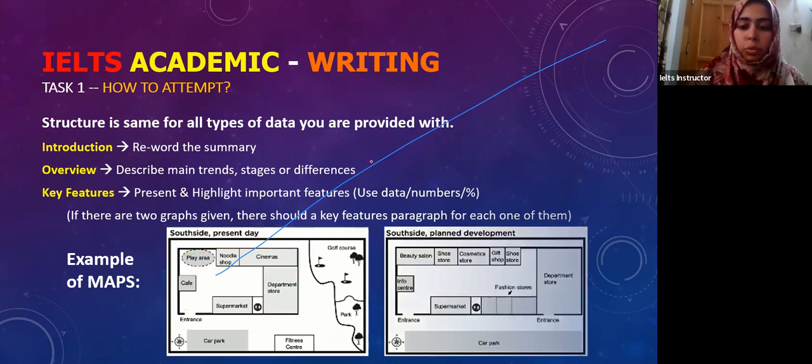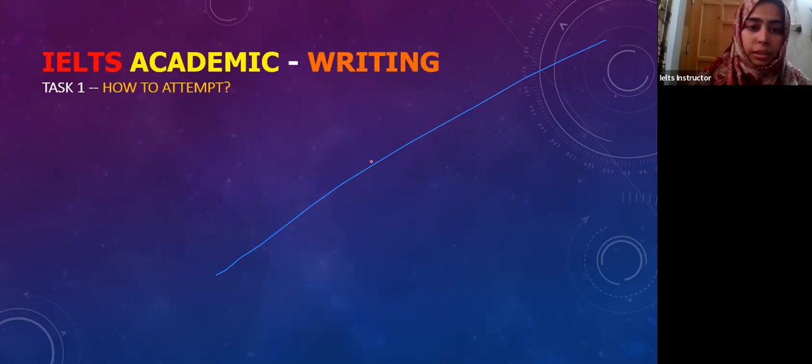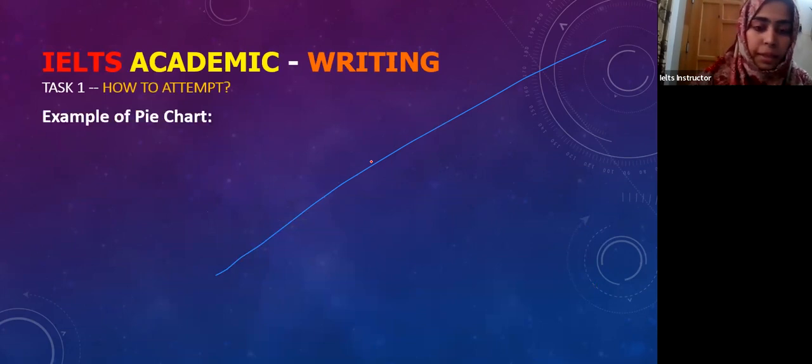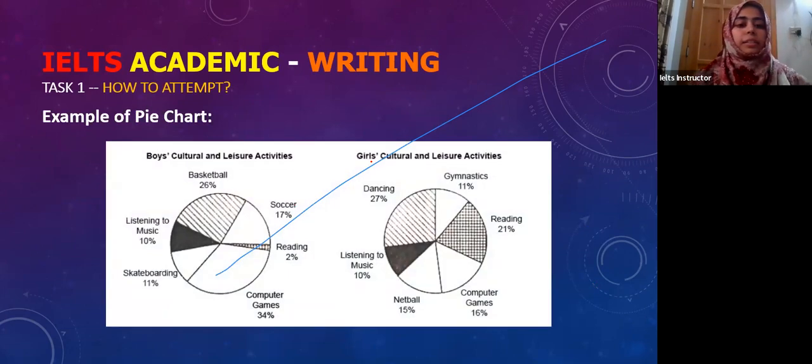Okay, let's move on with the next example. Let's take this example of a pie chart. Again, you are provided with 2 pie charts here. So it's definitely a comparison. The first pie chart shows boys' cultural and layered activities, and the second one shows the girls' cultural and layered activities. Okay, so it's the difference or comparison between boys and girls.